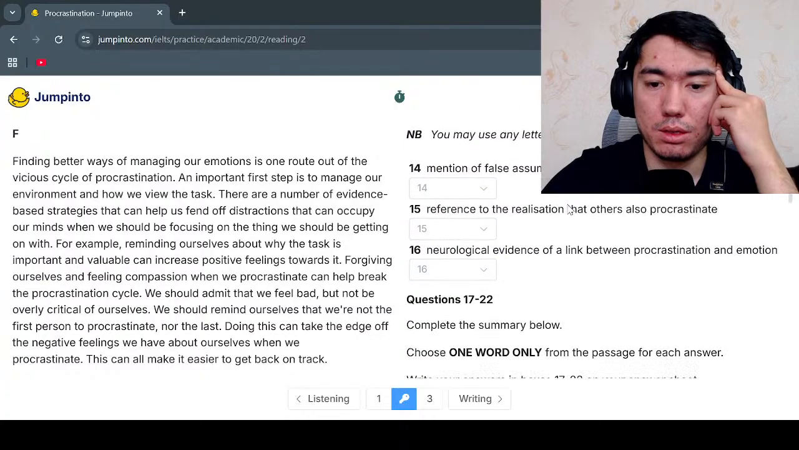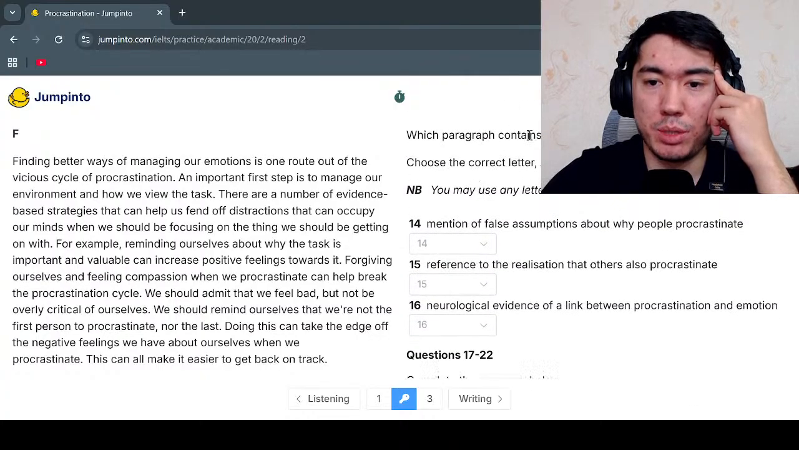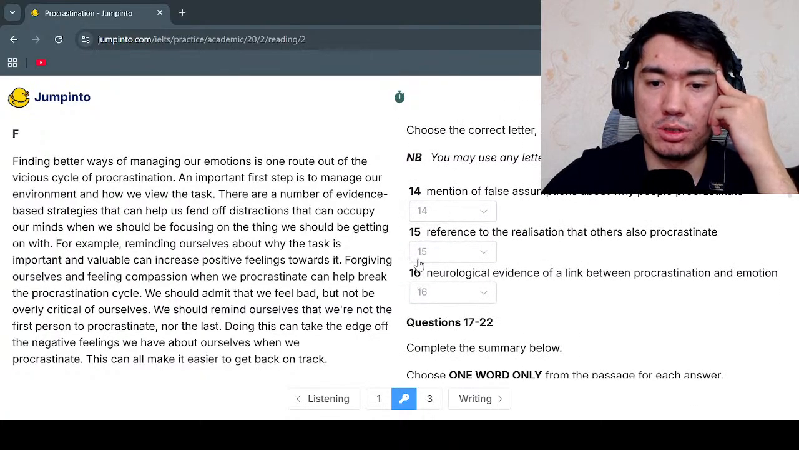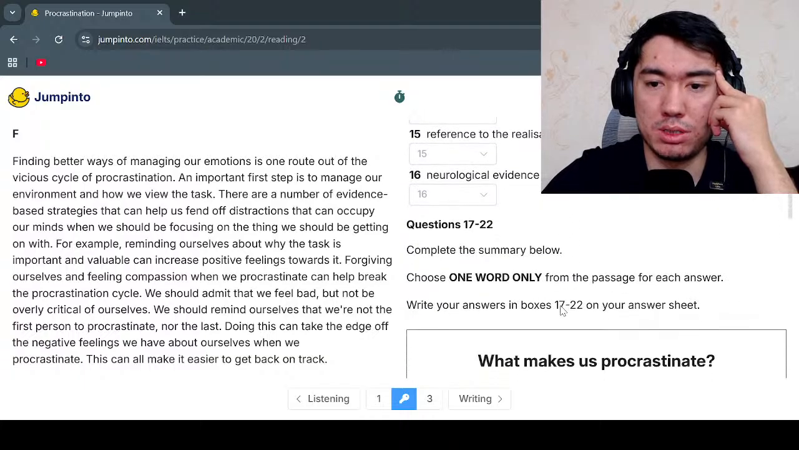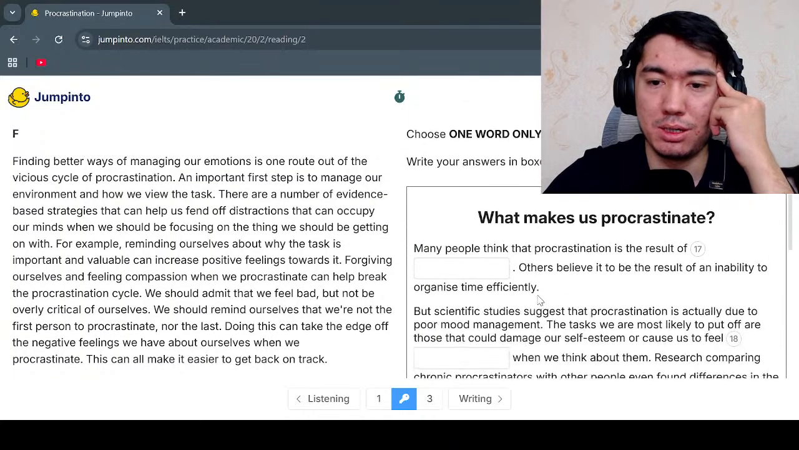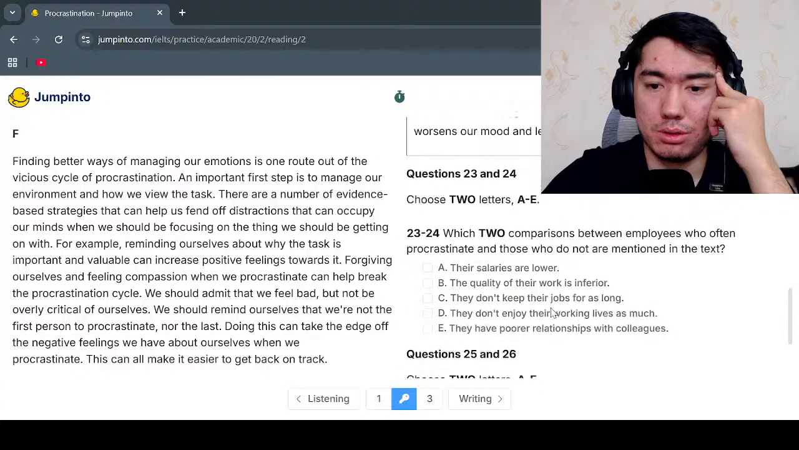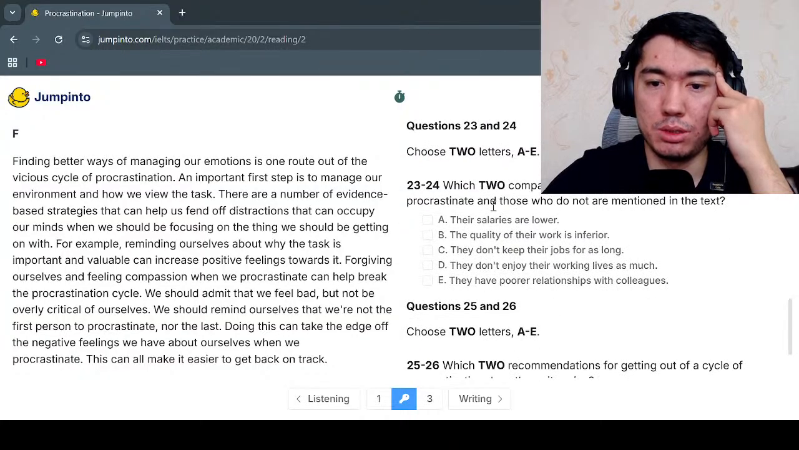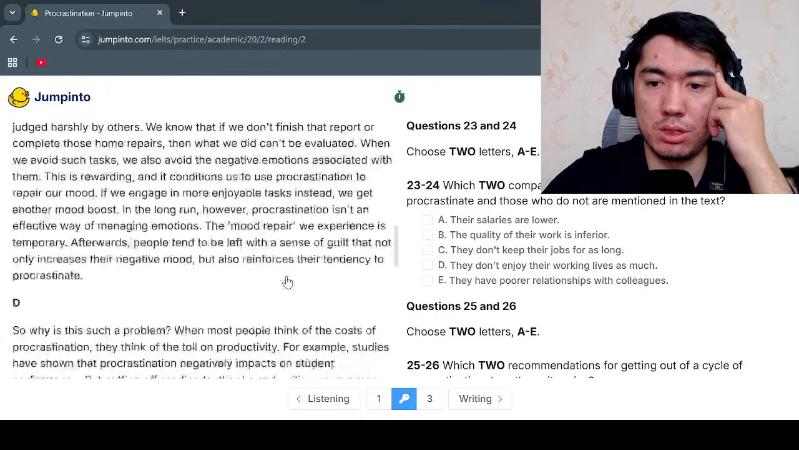Anyway, so which paragraph contains the following information? Only 3 questions of those. That makes me happy. Maybe not, because I really like these questions. They're very easy. What makes us procrastinate? I wish I knew. And between employees who often procrastinate and those who do not are mentioned in the text.